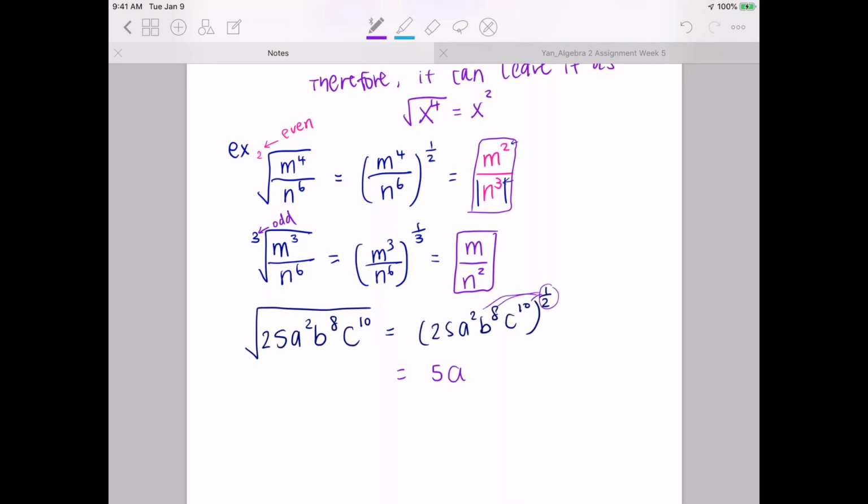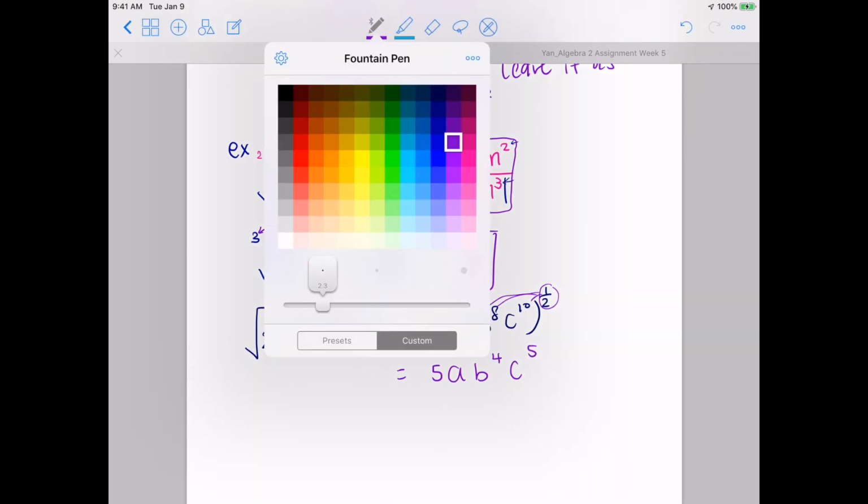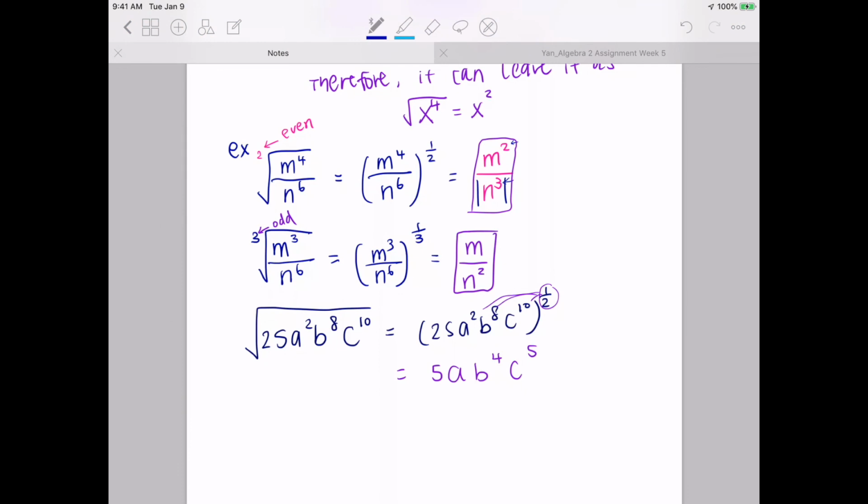Now we're going to put 1/2 into each of those. We have a to the first power, invisible, b to the fourth power, and c to the fifth power. Okay, so the ones that need absolute values are my odd degrees, which is this one and this one. So if you want to make it look nicer, it would be 5, absolute value of a c to the fifth power, and then our b to the fourth power would just be left outside.